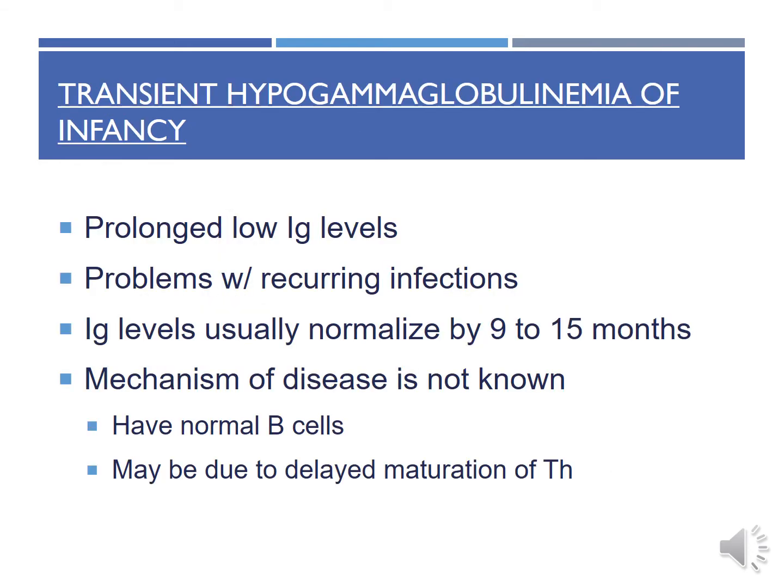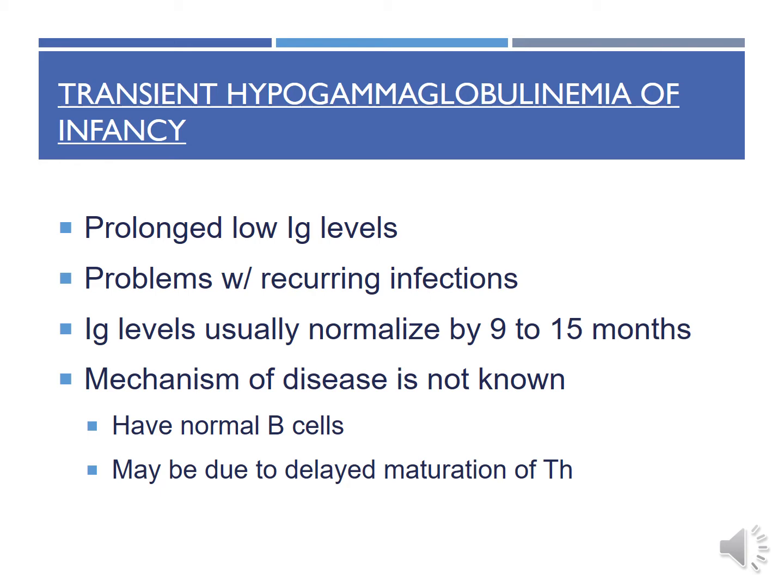The first syndrome we're going to talk about is transient hypogammaglobulinemia of infancy. Why infants get this, we still don't exactly know. They have normal CD19 B cells, and this condition does not appear to be X-linked, although it is more common in males. The cause may be related to a delayed maturation of one or more components of the immune system, and possibly due to the delayed maturation of the T helper cells, is what we theorize.